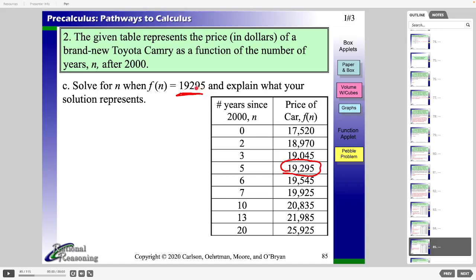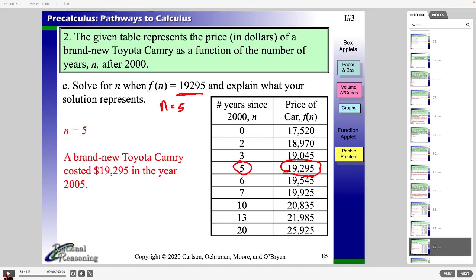Now, with this particular one, since each input has only one output, it's possible that there could be more than 1 year with the same price. It could happen for 2 years in a row that the price didn't go up at all. That could be possible, but we look for when the output is 19,250, and now our answer for n is going to be right here. This is n equals 5. And so we would say that is the year 2005. So we link the two values. In 5 years since 2000, we get 19,295 for the cost of the car.